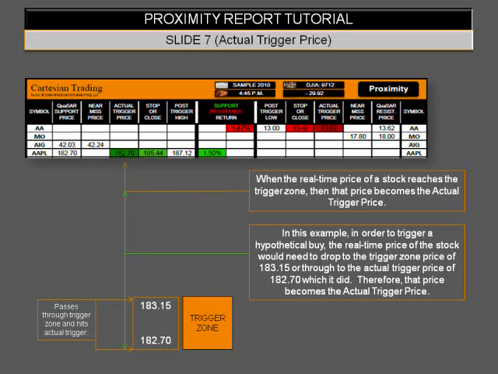The stock traded down through the trigger zone of 183.15. It hit 182.70. It could have been anywhere in between there if it would have stopped, and we would have triggered a hypothetical buy at that point and continued to track the stock. So just take a moment to look at that, and you would be able to understand the actual trigger price.